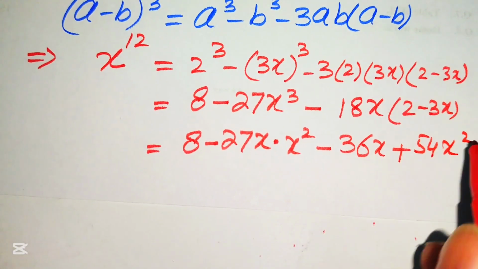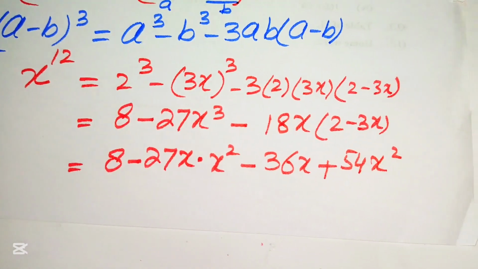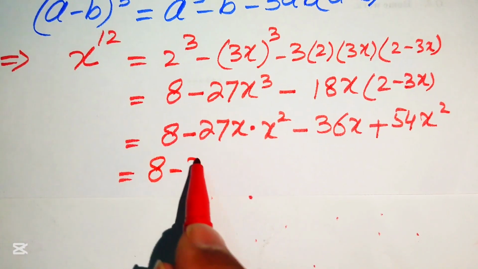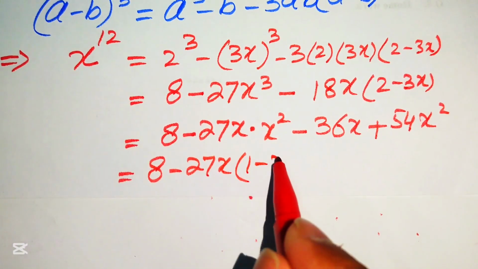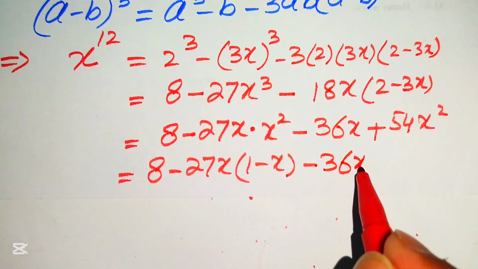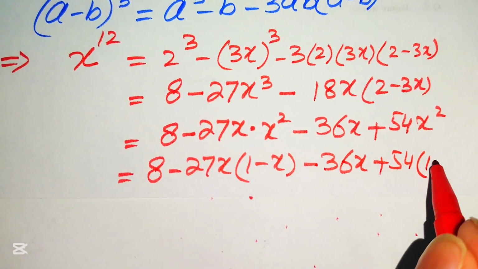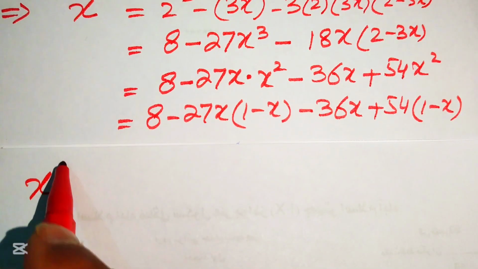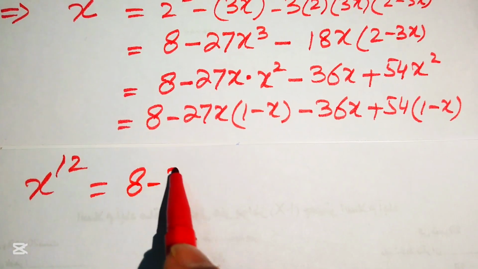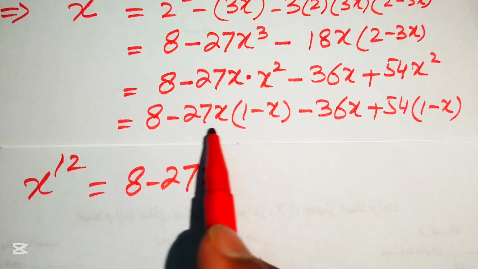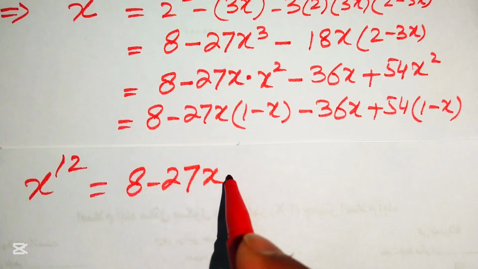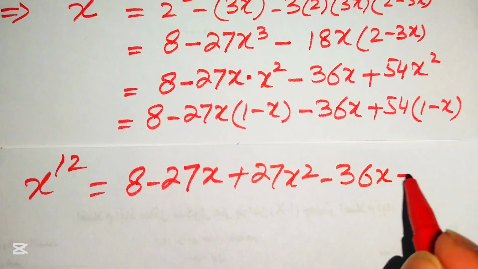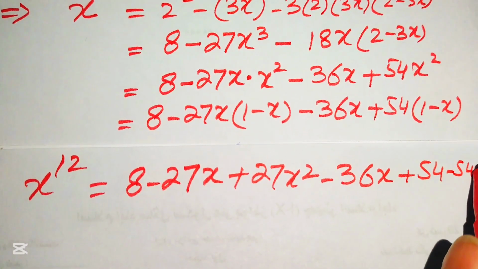x times x equals x squared. Okay, and now here we need to put the value of x squared here. So we have 8 minus 27x times x squared, x squared equals 1 minus x. This is minus 36x plus 54x squared, and it equals 1 minus x. And now in the next step we need to add or subtract the like terms. So we have 8 minus 27x. We multiply 27 on both of these terms. It will be written as minus 27x plus 27x squared. This is minus 36x. We multiply this one and it will be written as 54 minus 54x.